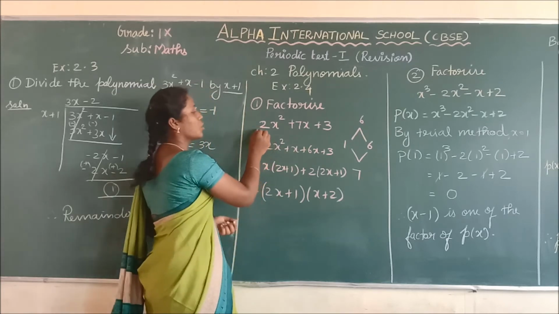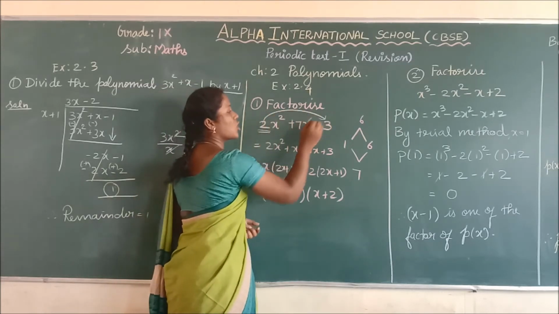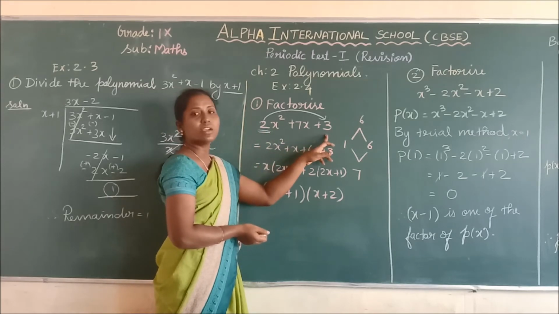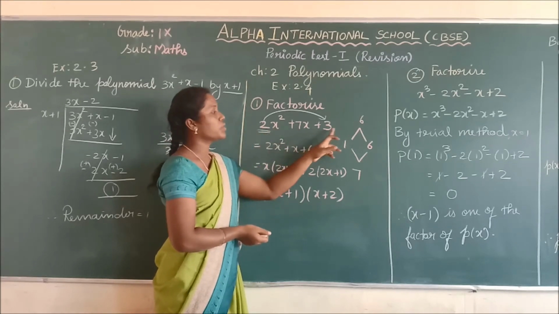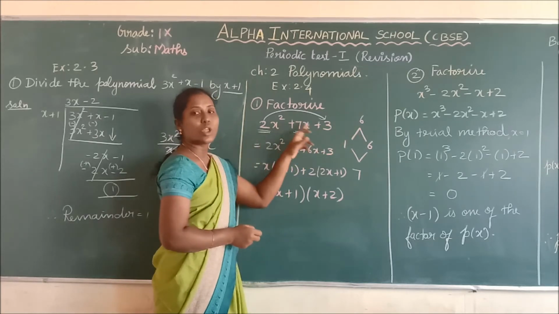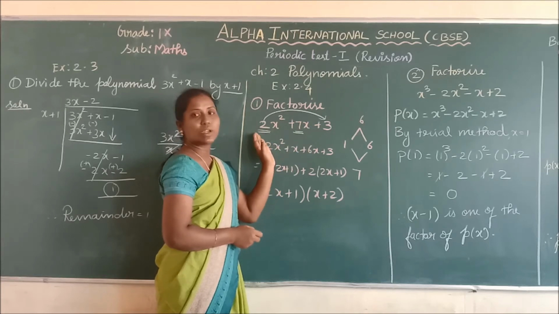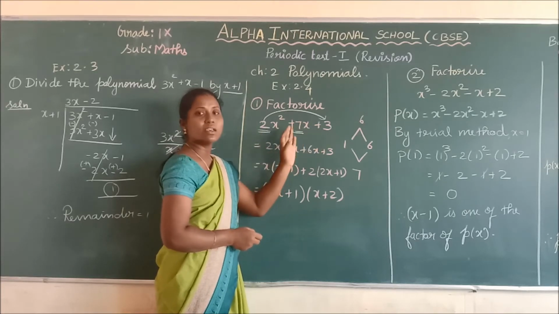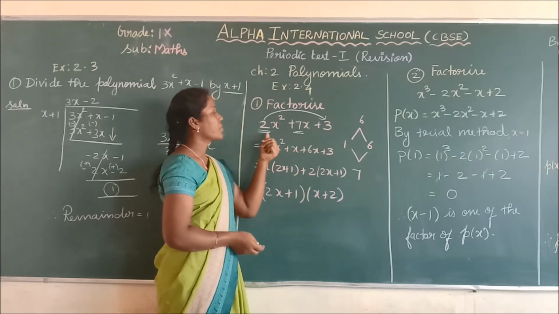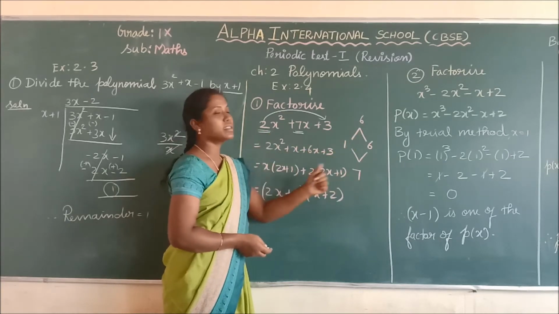Listen. Here the coefficient of x square should be multiplied with the constant term. So 2 into 3 is 6. What is the middle term? 7. Multiply along with the sign. Here both are plus only, so no problem. If anything is minus, you have to multiply, add or subtract along with the sign. So 2 threes are 6 and the middle term is 7.